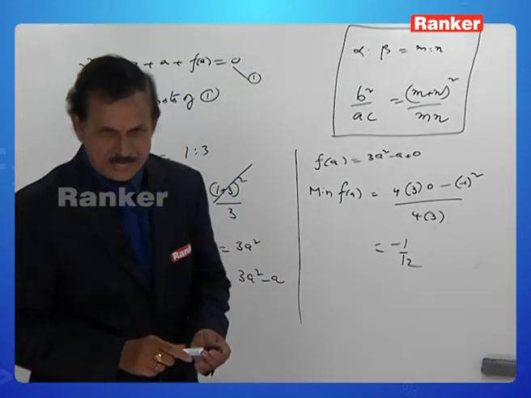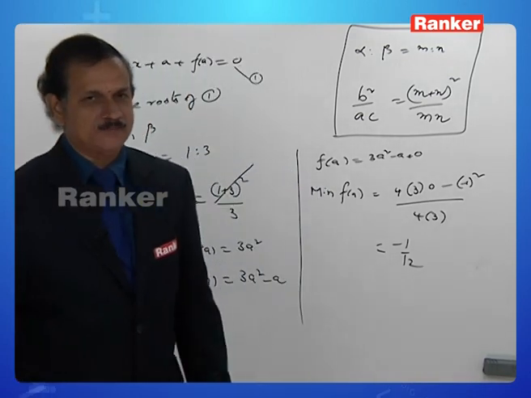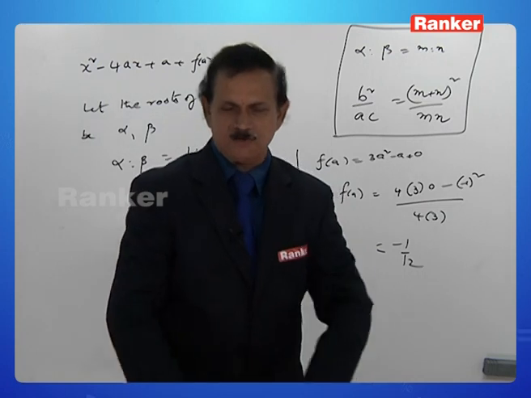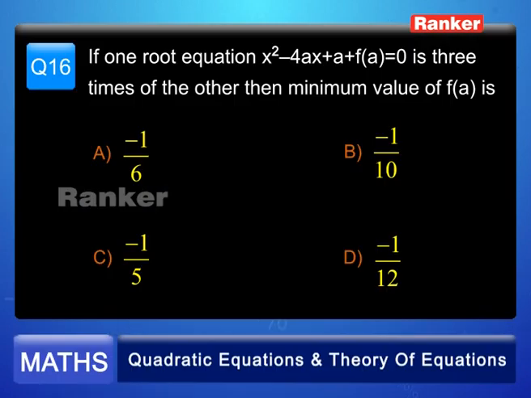What is the minimum value of f of a? It is minus 1 by 12, and it is of course available among the given options. The fourth option is the correct option. Option D, that is minus 1 by 12, is the correct answer.